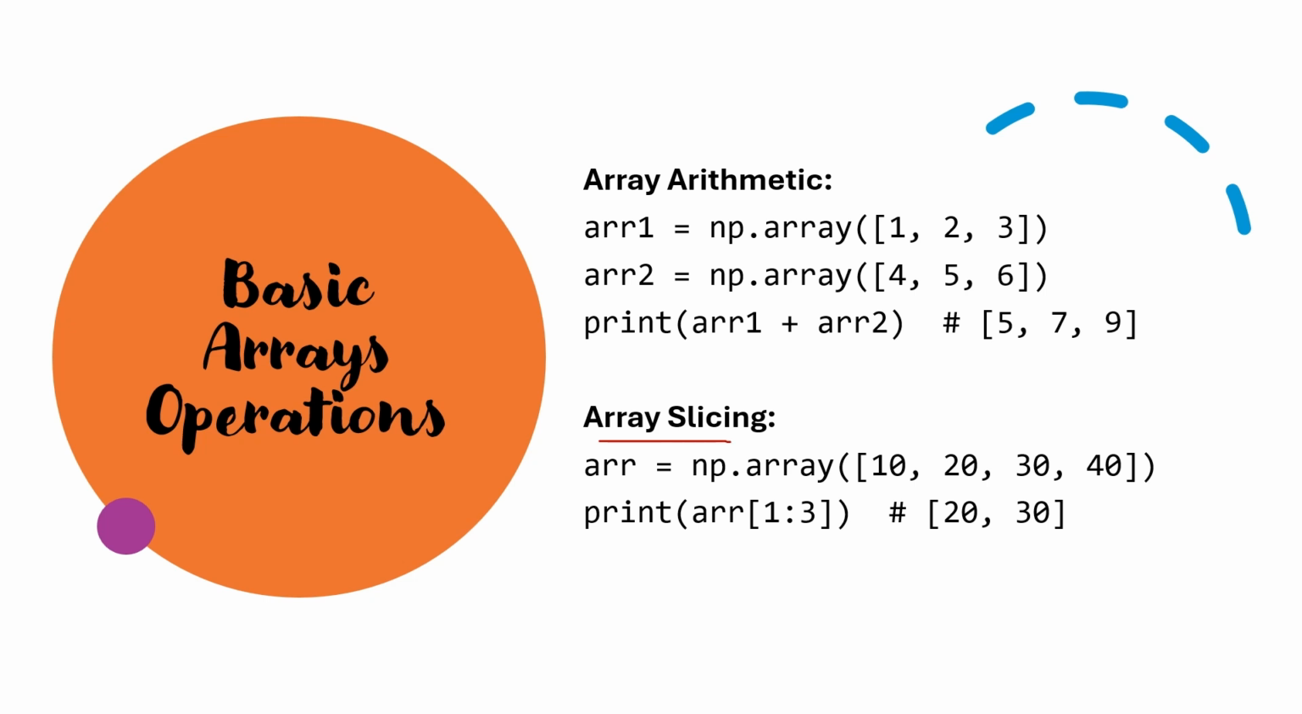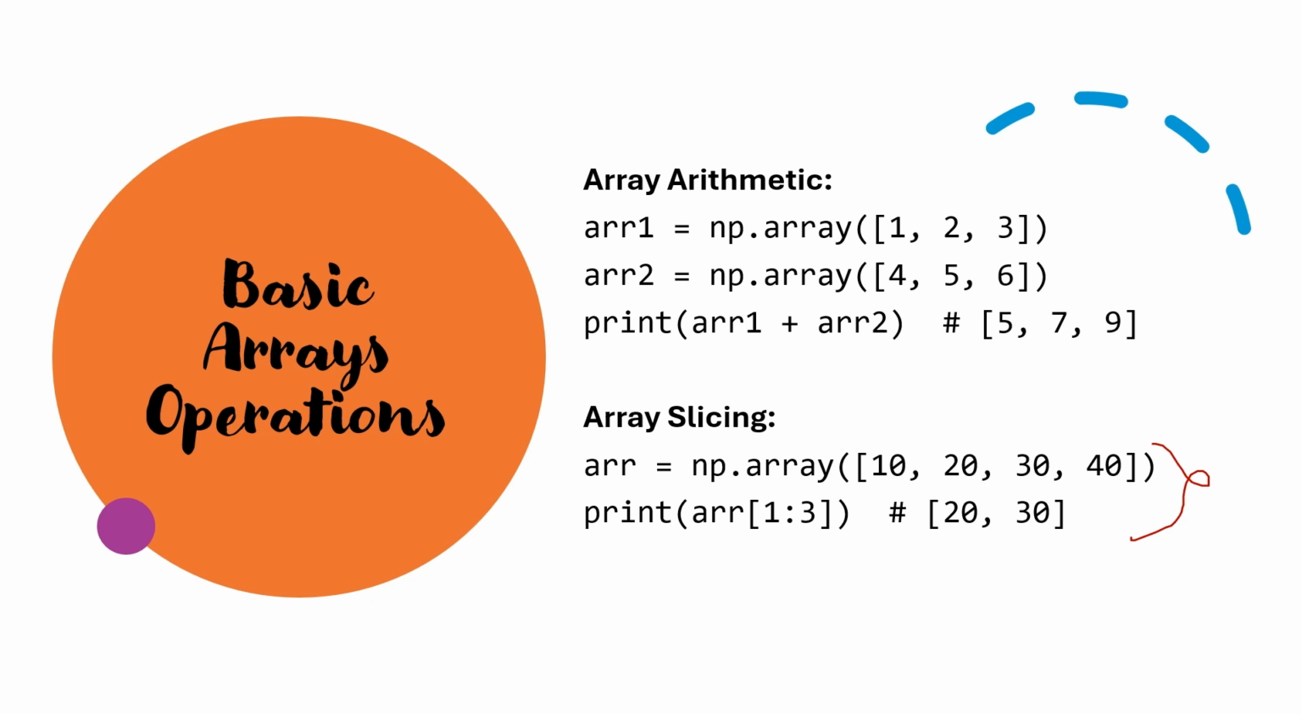Next, let's see how array slicing works. Array slicing in NumPy is a way to access a subset of elements from an array. It is a powerful feature that allows you to extract specific parts of an array without modifying the original array. Let's see in this example how it is done.